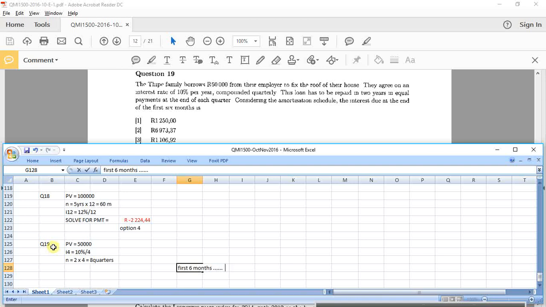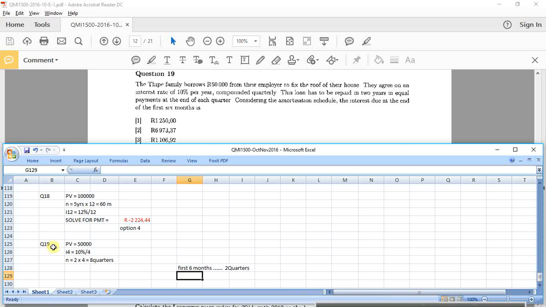2 times 6, 12. No. How many quarters in 6 months? There's 2 quarters. Yes, 6 months. Very good, 2 quarters. But how do I get that? Well, how long is each quarter? 4 months. No, a quarter is not 4 months. Oh, 3 months, sorry. Yeah, a quarter is every 3 months.